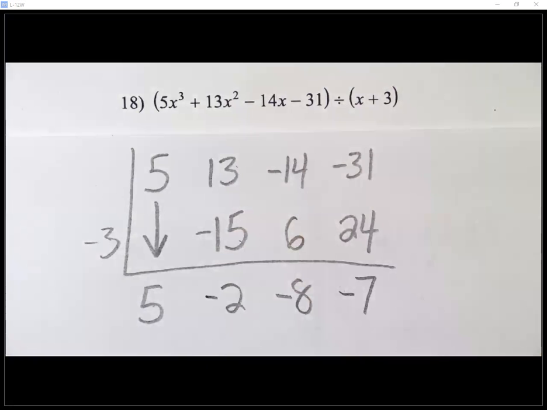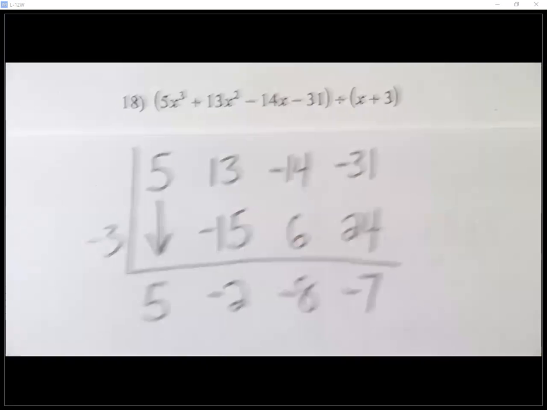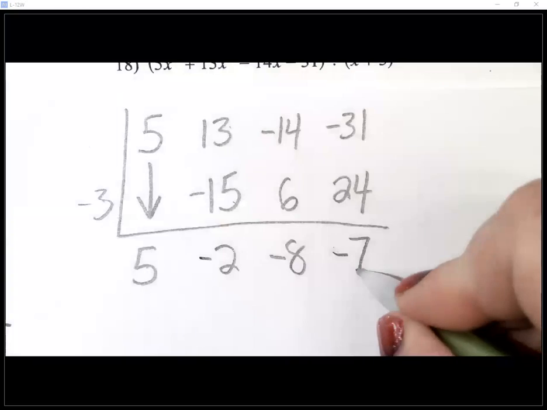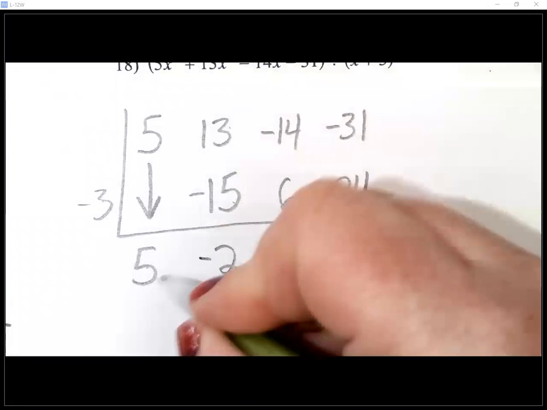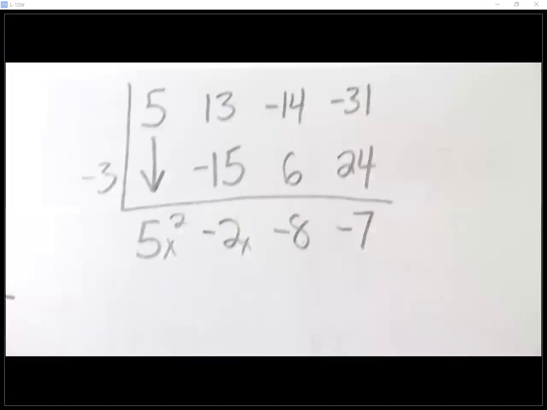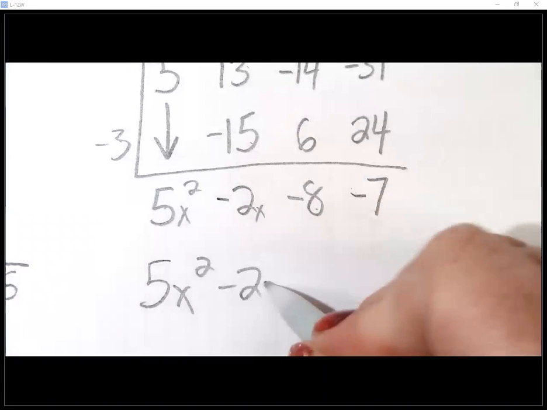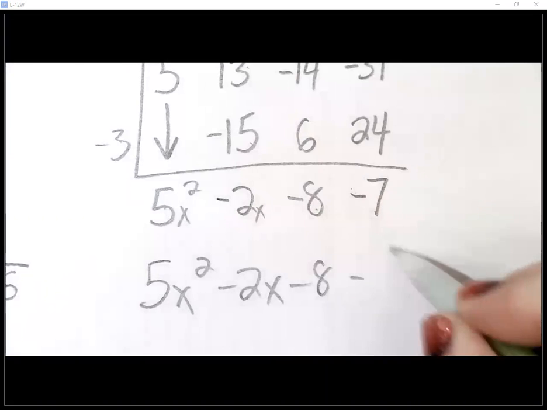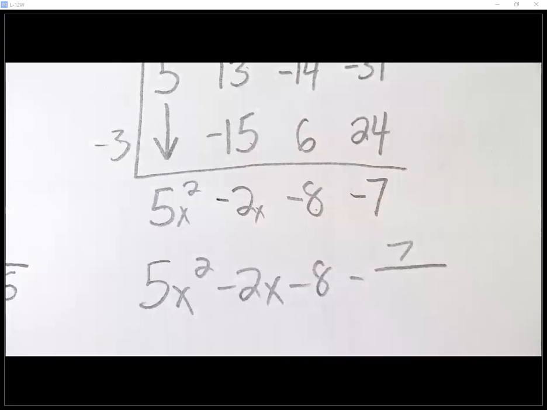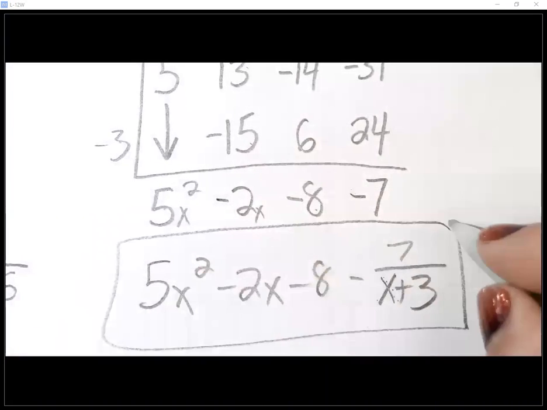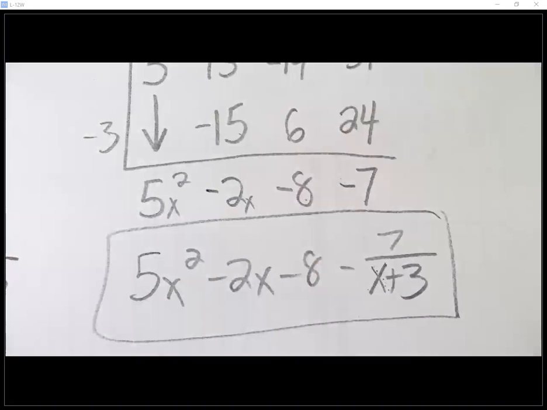Now we just turn it into the answer. Remainder, constant, x to the first, x squared. So when I write it neatly, it's going to look like 5x squared minus 2x minus 8 minus 7 over x plus 3. And there's our answer. Does that make sense?